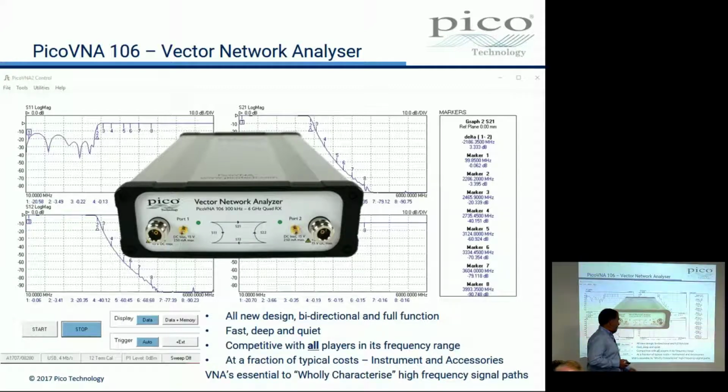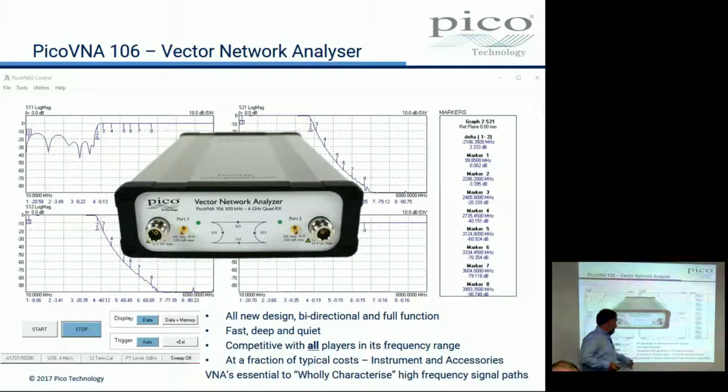And then, of course, we're operating at a fraction of that typical cost. Other VNAs lie between about $12,000 and $25,000 for full function VNAs for 6 to 8 gigahertz. That's the pricing region, and we're down at $6,000. So we're really making a big noise in the market with this product.